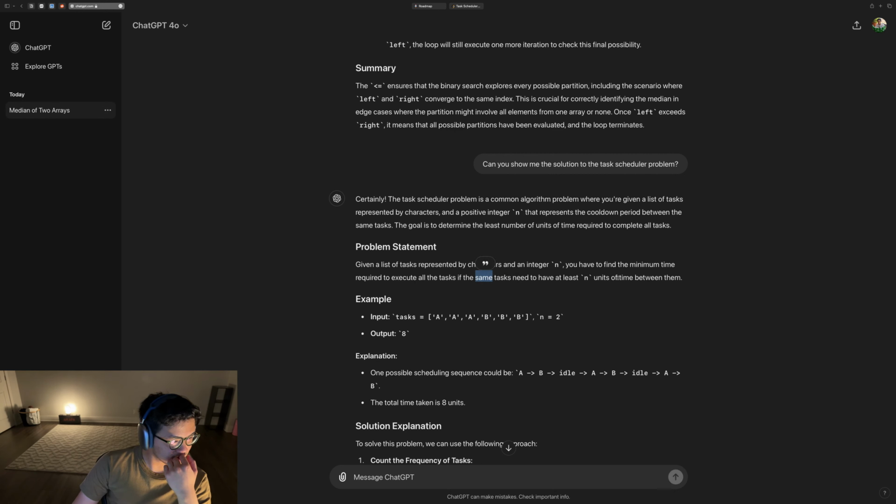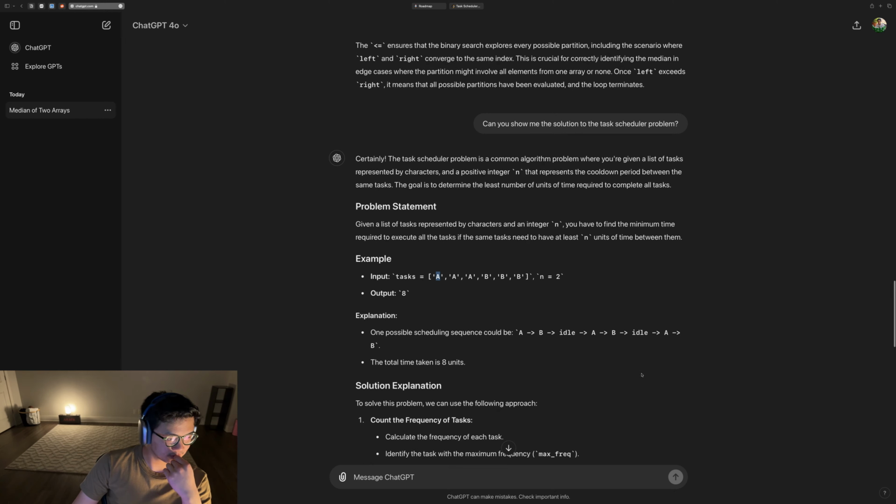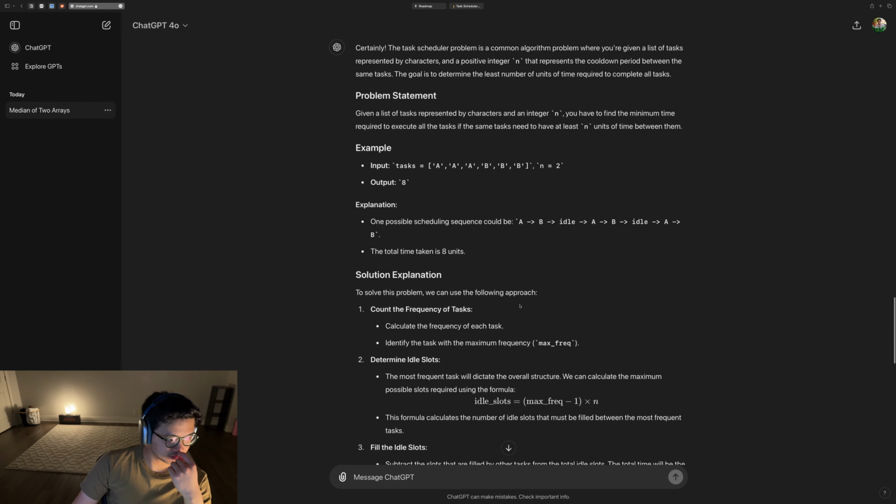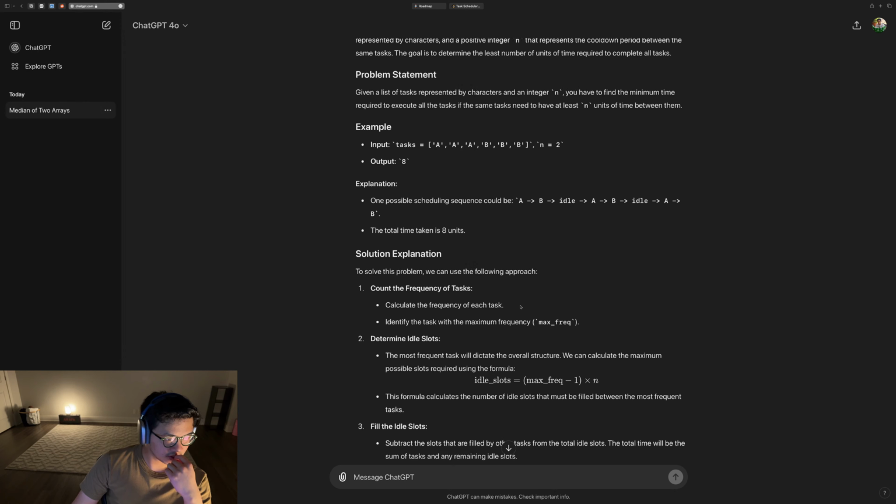Return the minimum time required to execute all the tasks. If the same task needs, so, count the frequency of tasks. Okay.